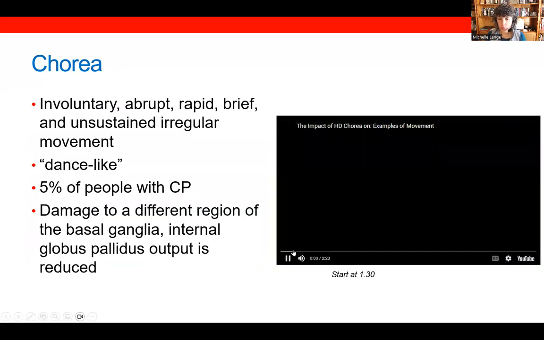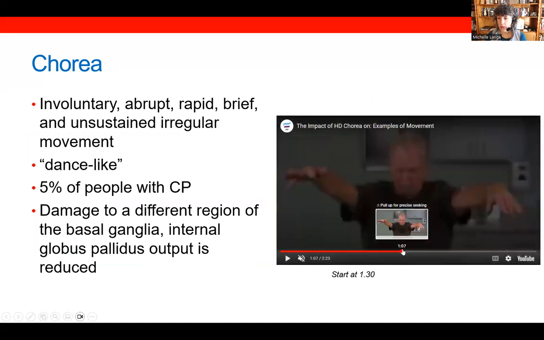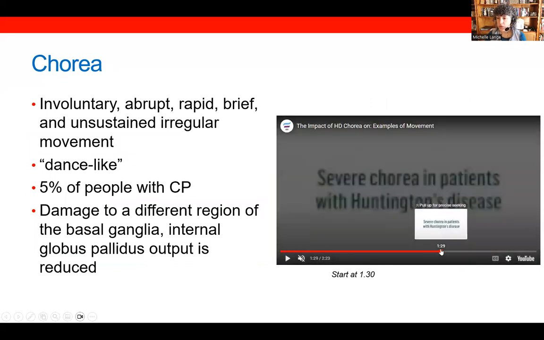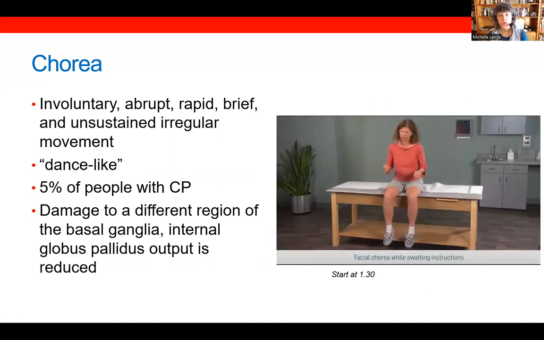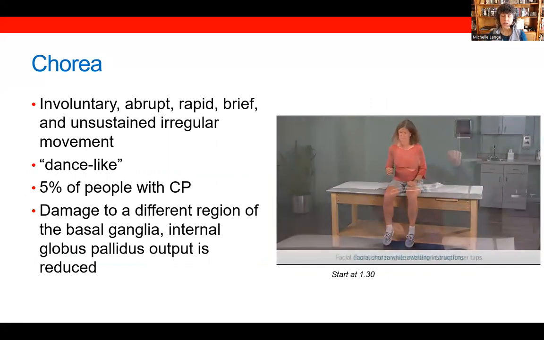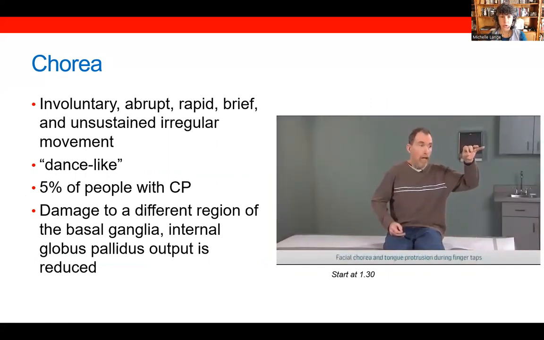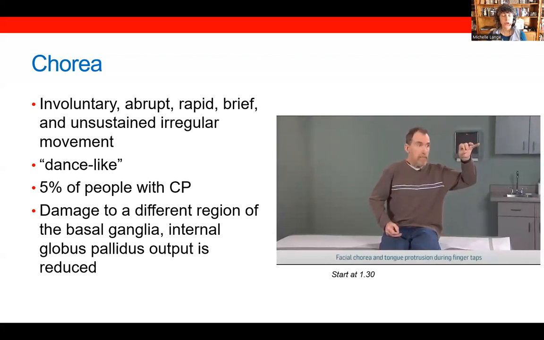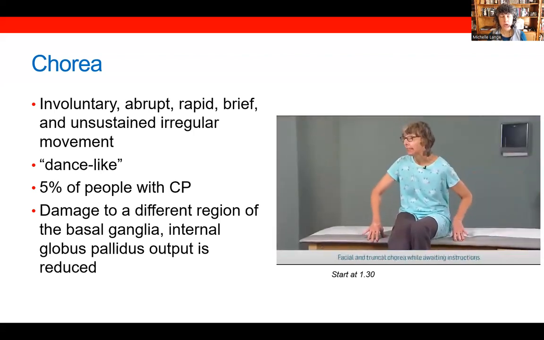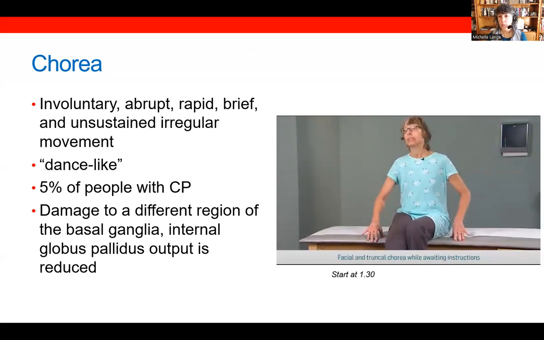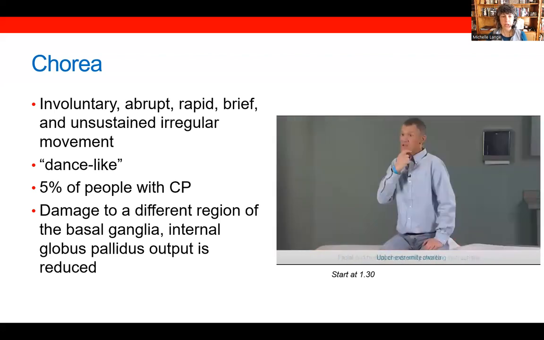I'm going to go ahead and move this video along so we can get a better sense of people with more significant chorea. So in chorea, which is very common in people, as in this video, who have Huntington's chorea, we have an involuntary, abrupt, rapid, brief, and unsustained irregular movement. This was initially described by the first people who gave this a name as resulting in dance-like movements in people.